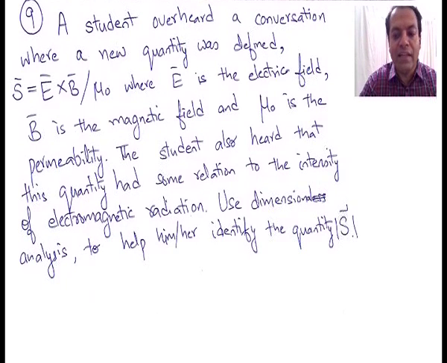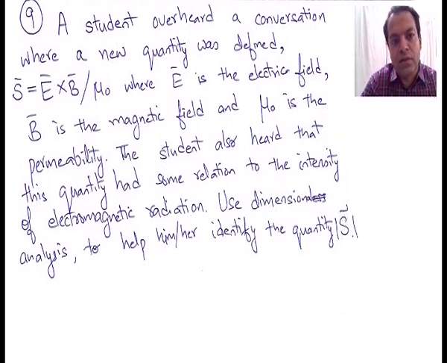Let's look at this next problem, which deals with dimensions of physical quantities and what can be derived from that. Here I am introducing a new quantity, which is a vector S given by the cross product of electric and magnetic fields divided by mu naught.